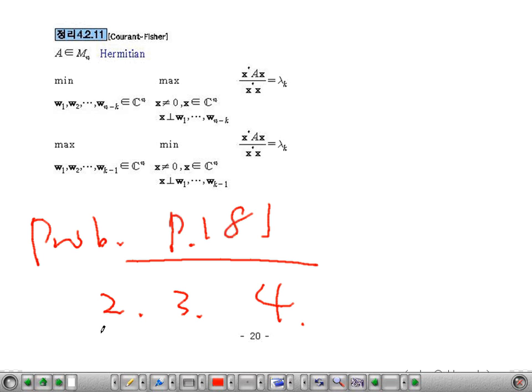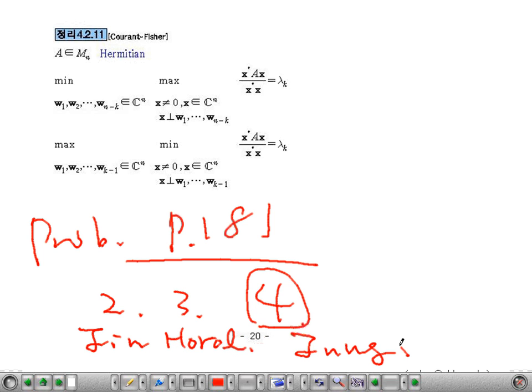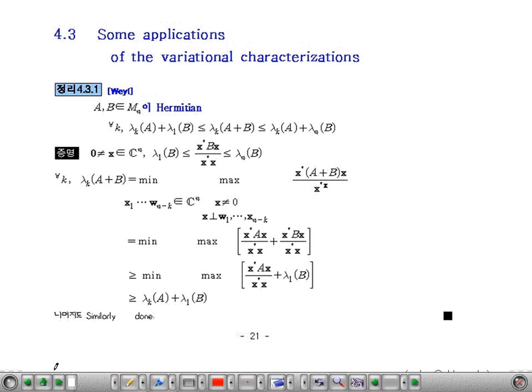This time I will assign homework to Jin here and Horol here, and who's going to do number 4? Hana or Jung? Volunteer. Who's going to do? Okay, I will assign only 3 homeworks. Okay, next.